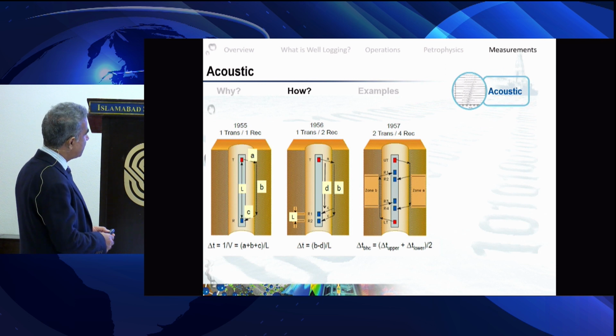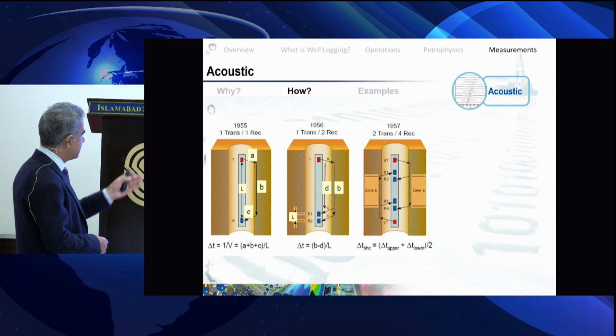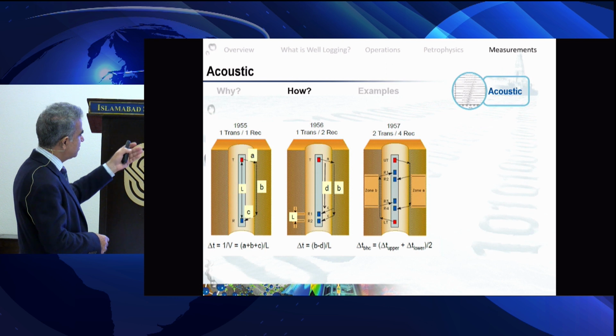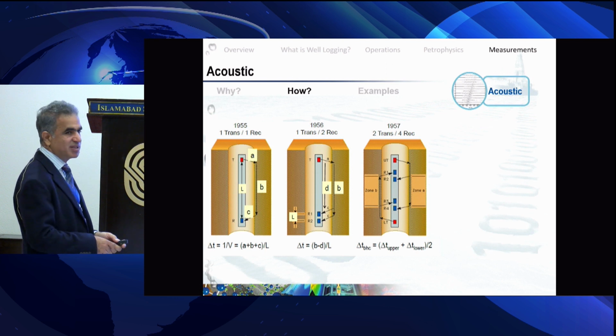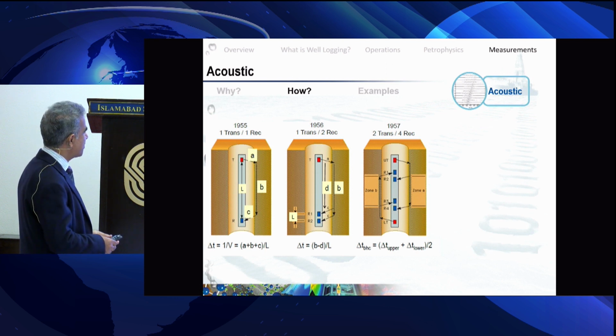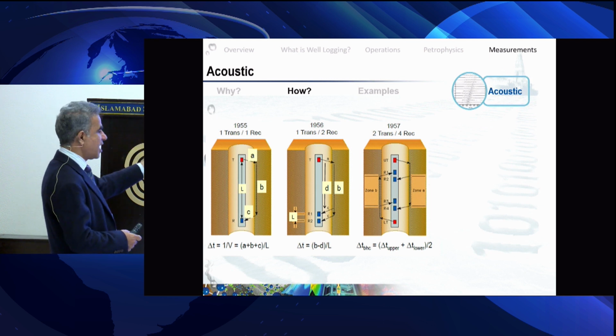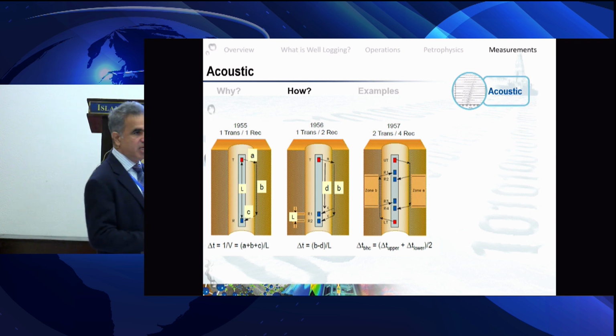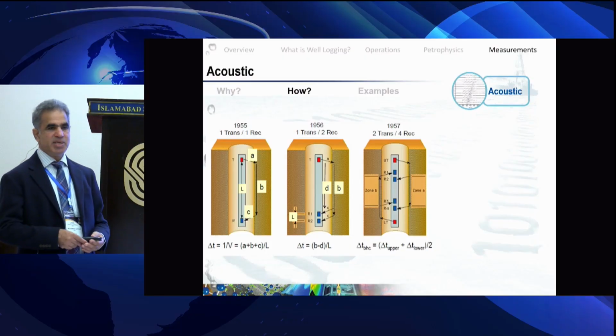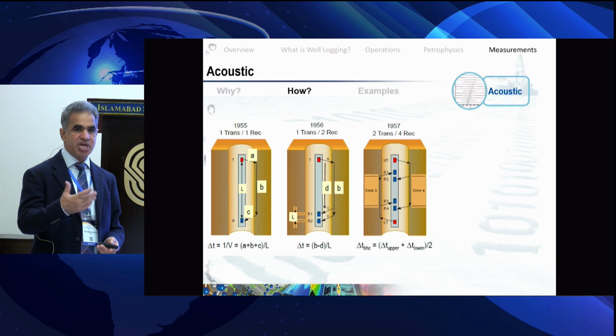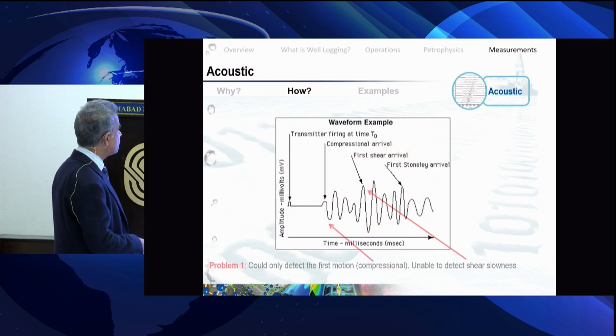We have different tools made at different times, with a single receiver in the beginning, 2 receivers later on, and then 4 receivers afterwards. Of course, as the technology evolves, the measurement improves, and the latest tool has more sensors and more measuring points. We're trying to make a more precise and accurate measurement.